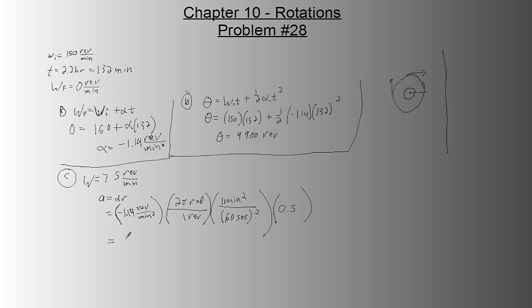So that turns out to be negative 9.9 e to the negative 4 meters per second squared. And that's our tangential acceleration. Now in part D, we want to find the magnitude of the linear acceleration. So that is made up.